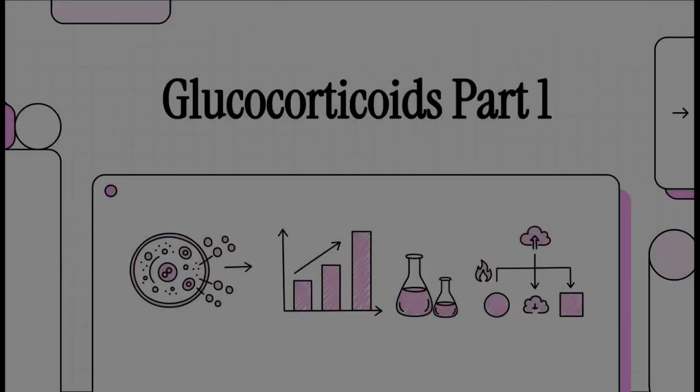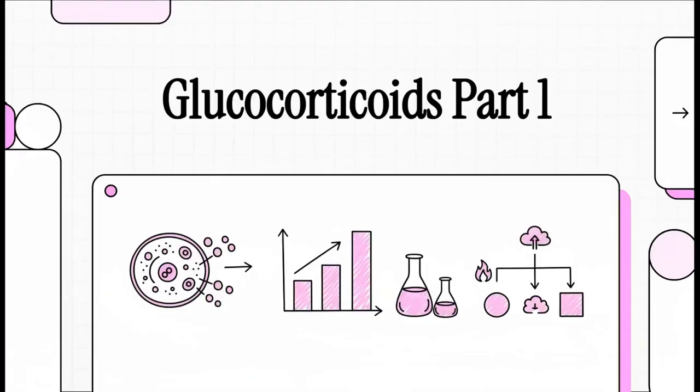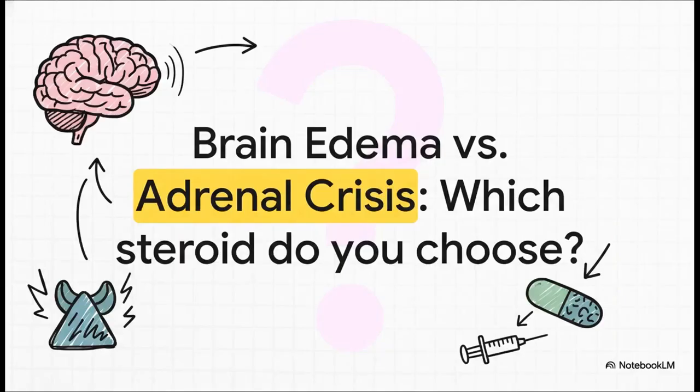All right, let's talk about one of the most powerful and most common classes of drugs in medicine, glucocorticoids. Today, we're going to break down how they actually work inside the cell, why some are so much stronger than others, and most importantly, how you can pick the perfect one for the patient right in front of you. So let's just jump right in with a classic clinical dilemma.